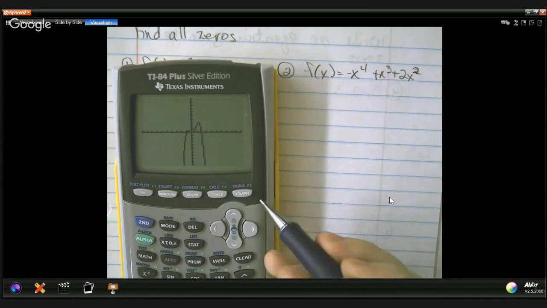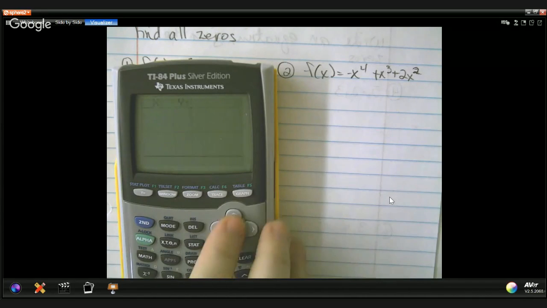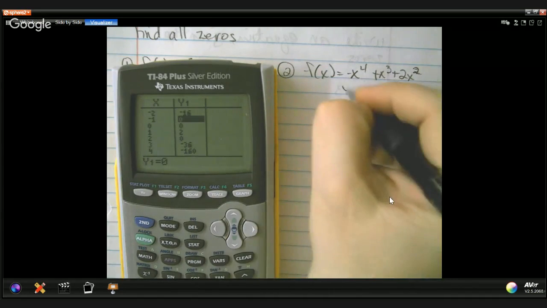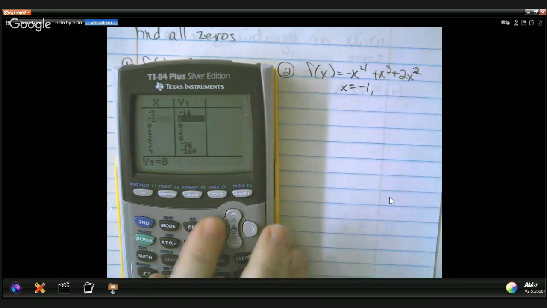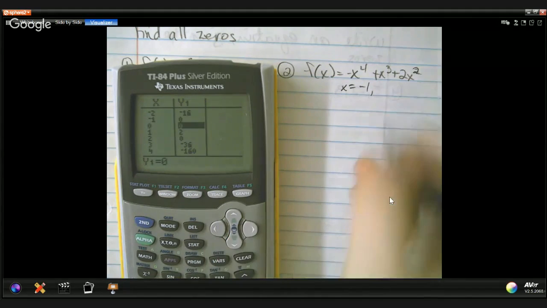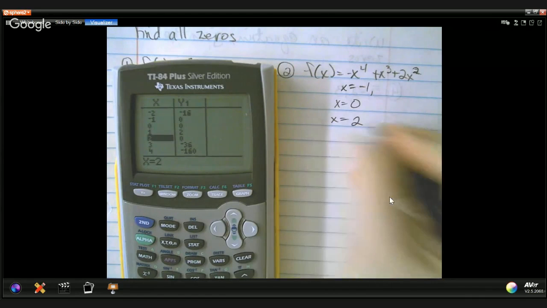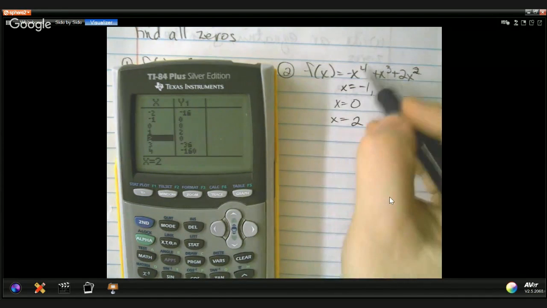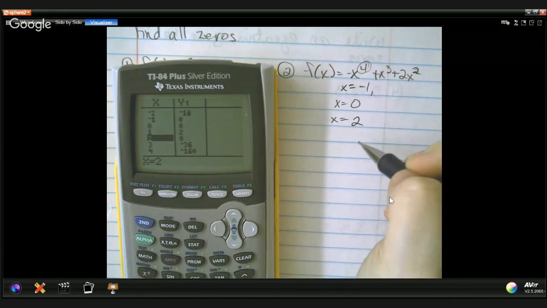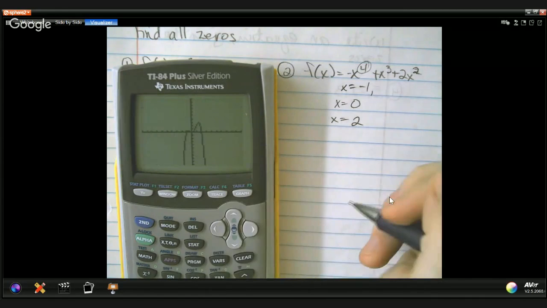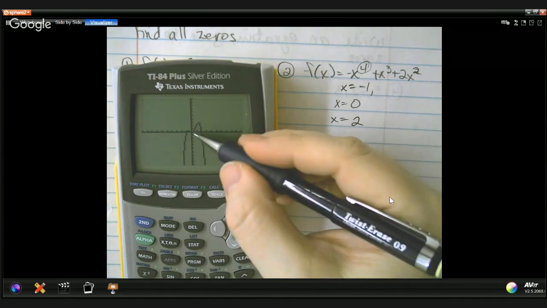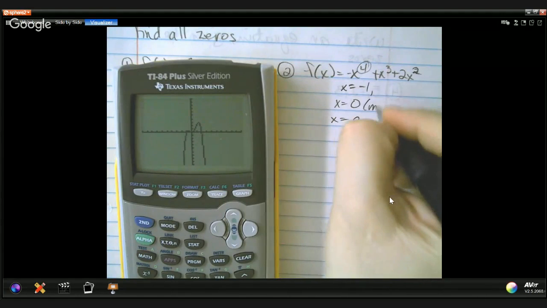So I'm going to go to the table function by hitting second table, and I'm looking for a 0. Oh, and look, I found several of them. I found negative 1 is one. I found 0 is one of them. And then I also found this one down here. Well, if you think about it, I'm supposed to have 4 answers, but I only have 3. So one of these has to have a multiplicity. So let's look back at our graph. And look right here. You see how it folds at the 0? So this has a multiplicity of 2.